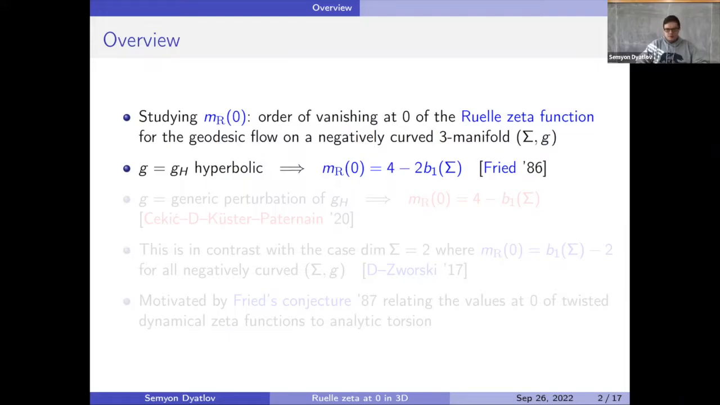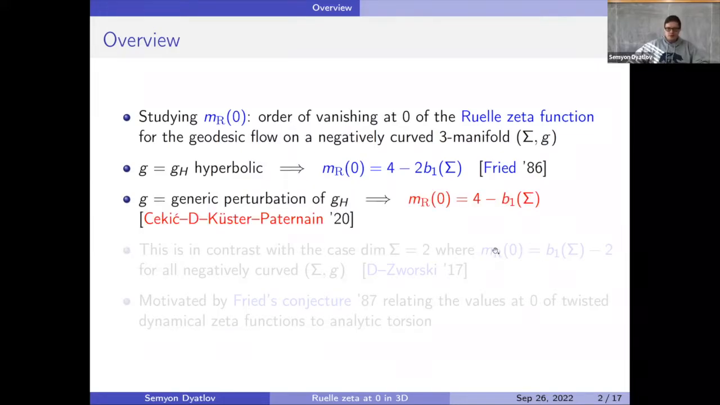And so in variable curvature, this is the work that I'll be presenting today. It's joint with Mihajlo Cekić, Ben Delarue (I'm sorry, Ben, I forgot to reflect your name change in my talk slides), and Gabriel Paternain, back, well, now 2 years ago. What we show is that for a generic perturbation of a hyperbolic metric, the order of vanishing changes to 4 minus once the Betti number.